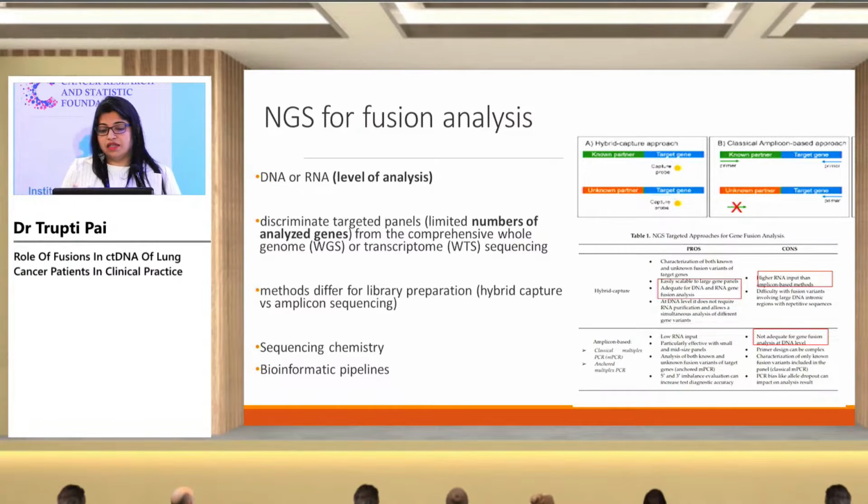But when we look at amplicon based sequencing, you will amplify the region of interest. It is mainly pertinent to RNA based testing, and you should have known partners when you deal with amplicon based sequencing. Another is the sequencing chemistry, whether you are using Ion Torrent or sequencing by synthesis chemistry, that is Illumina. Another thing is the bioinformatic pipeline. So all these parameters are very important before you test for any fusion gene analysis. We should be aware of this chemistry and these technicalities.